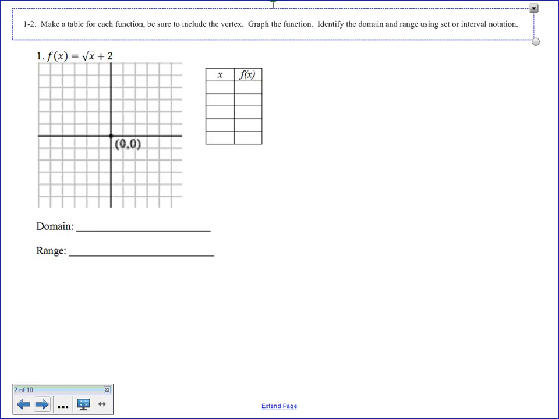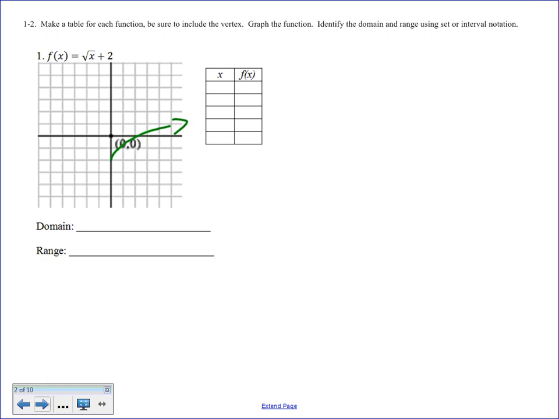So make a table for each function. Be sure to include the vertex. Graph the function. So I know right away that this is going to look something kind of like that from our previous experiences. So let's plug in the values of 0, 1, 2, 3, and 4. So 0 squared, I'm sorry, I'm incorrect. It would be up here because it's plus 2 with the transformation. But that's just a rough sketch. We want an exact graph.